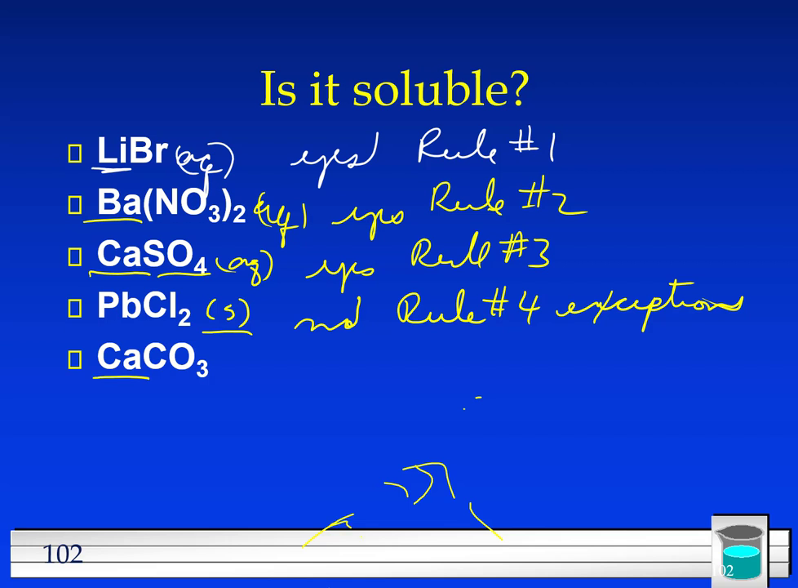Well, is Ca an alkali metal? Nope, it's 2A. CO3 is carbonate. Carbonate is down there in Rule 5. It says it's going to be a solid.